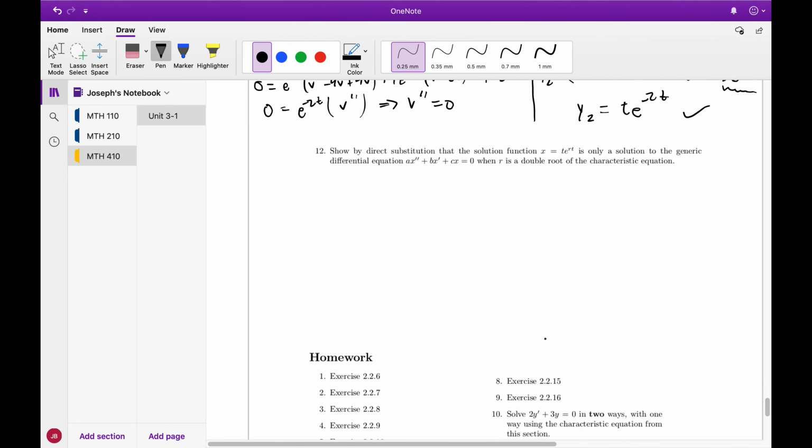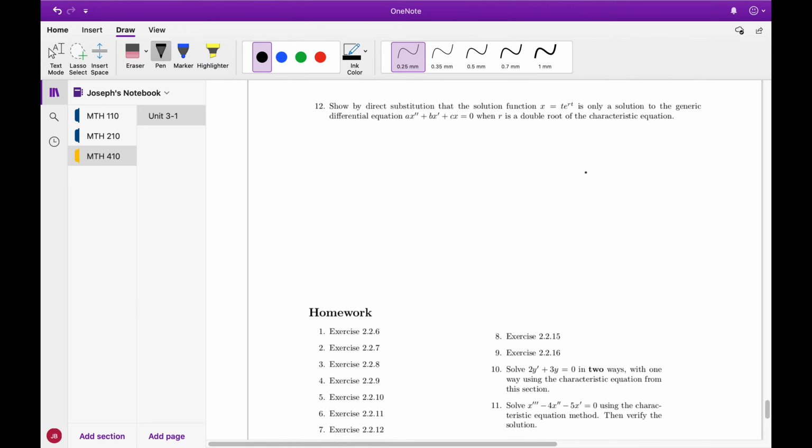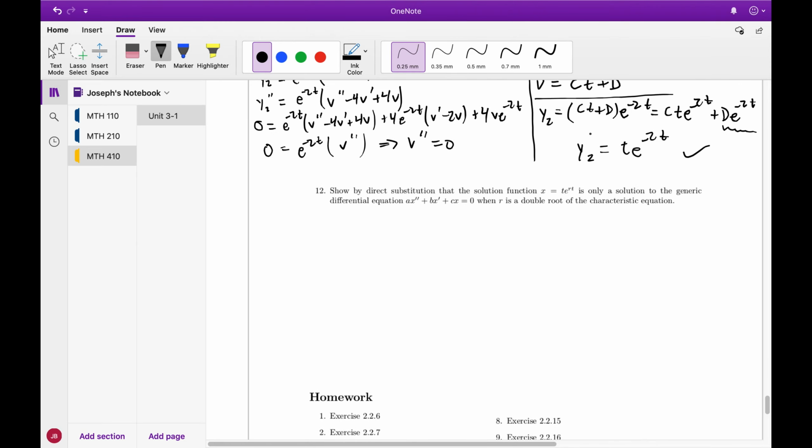Okay, now coming back down to here, what we're going to show now is that this is only a solution when you have a double root. So this answer we just found will only solve a differential equation with a repeated real root when there is a repeated real root. Otherwise, doing this multiplying by t isn't going to solve the problem for us.